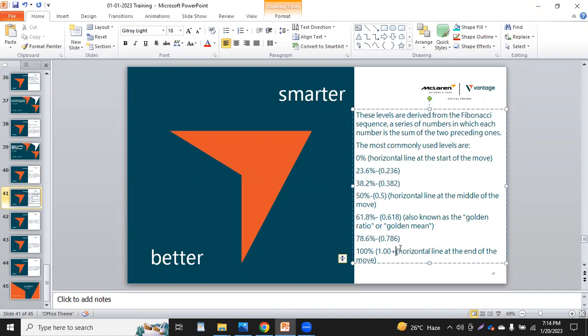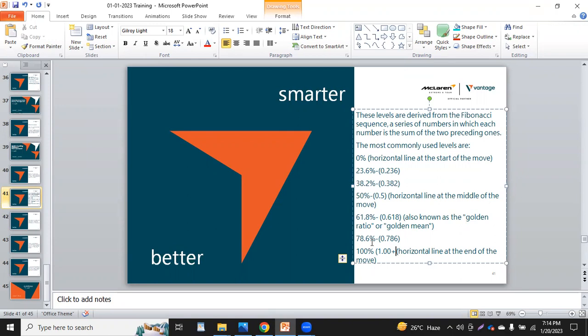All right? Then we have 78.6. 78.6 is not a very common retracement level. It's just there on the chart. But most of the time, guys, from experience, I realized that when price gets to 78.6, that move is basically invalid. So that is no more a retracement.